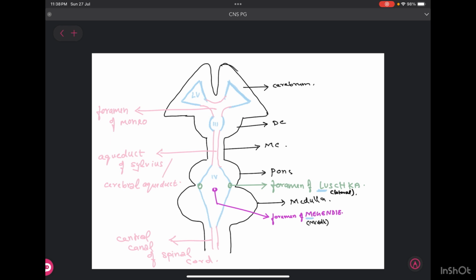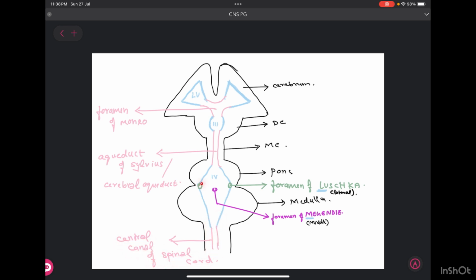This is called the aqueduct of Sylvius, or also the cerebral aqueduct. So what is the cerebral aqueduct, guys? The cerebral aqueduct is a passage from where the CSF flows from the third ventricle to the fourth ventricle. I guess that much is clear. From the fourth ventricle, it enters into the spinal cord, that is, the central canal of the spinal cord. This passage from the fourth ventricle continues as the central canal of the spinal cord.